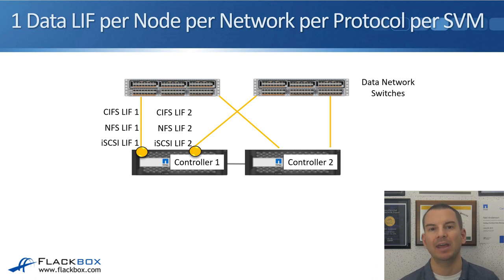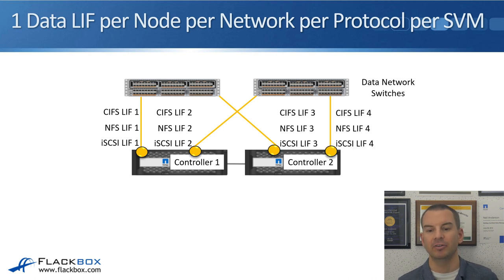So when we say per network, what we mean is if we're connected to redundant switches, that would be two separate networks. So we have got iSCSI LIF one, iSCSI LIF two. We're also going to have iSCSI LIF three and iSCSI LIF four. We do that for CIFS and NFS as well.